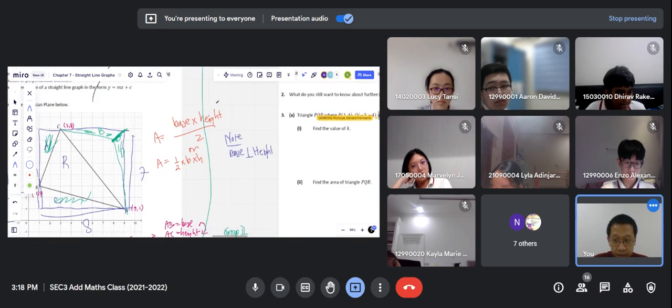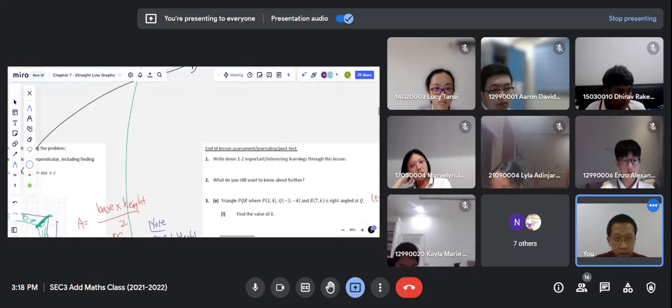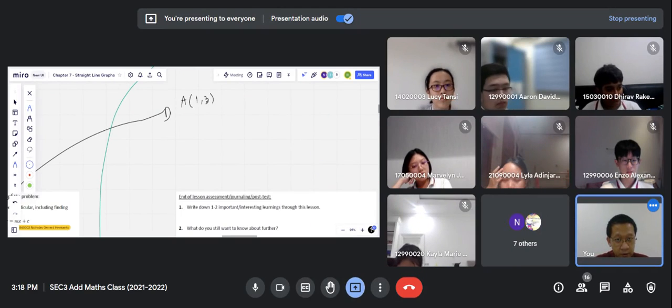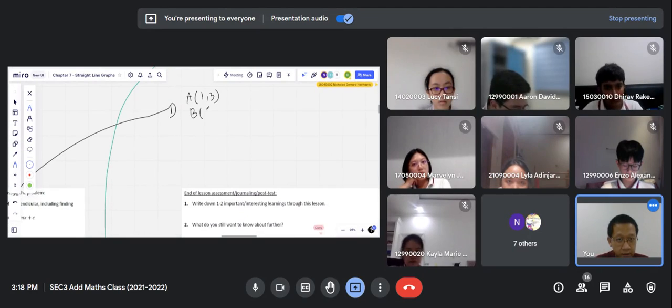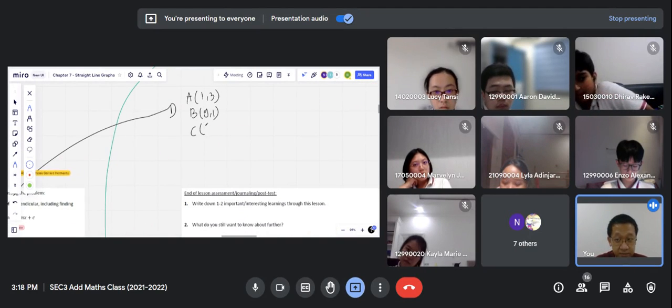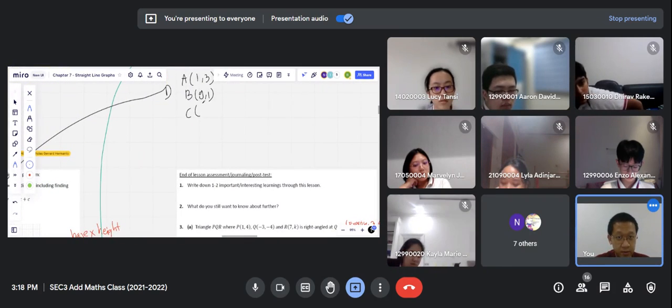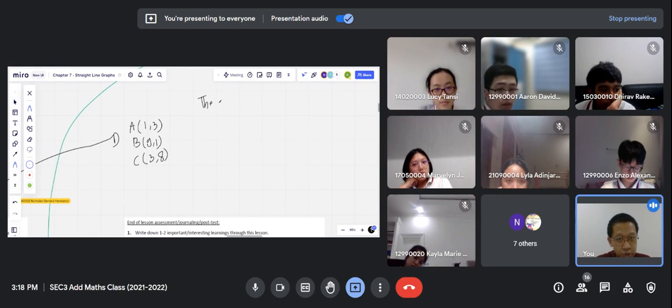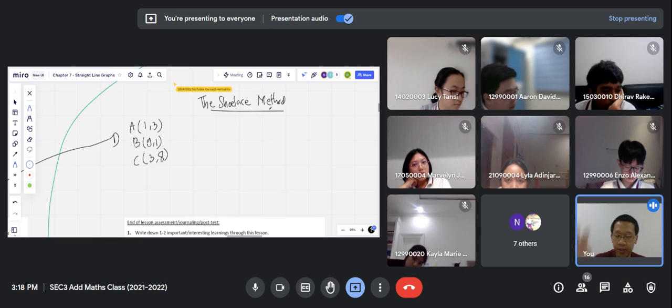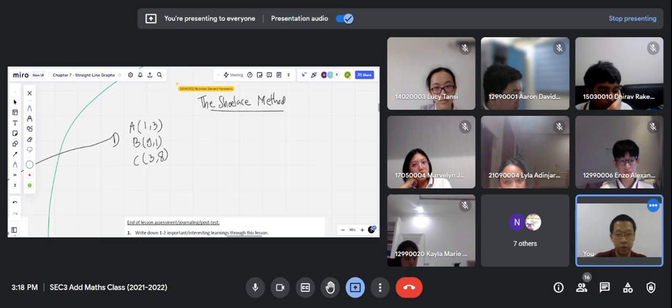The A is 1, 3, right? The B is what else? 9, 1, right? And the C is 3, 8. So this shoelace method basically says this. The shoelace method. Some textbooks say shoestring. And the way they put it is also not like the one in your textbook.